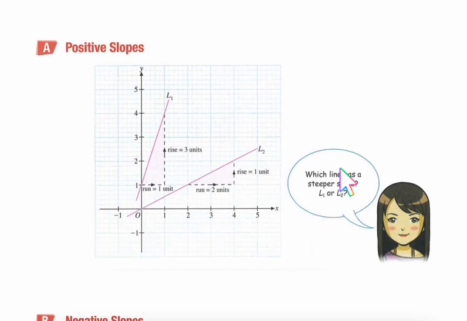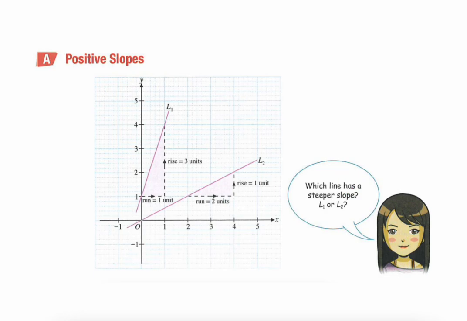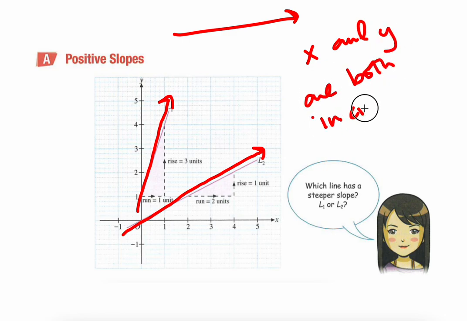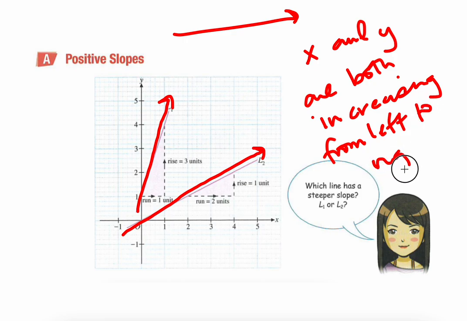All right, so let's talk more about slopes, starting with positive slopes. Positive slopes are when you have lines that are kind of going upwards. So if you think about reading from left to right, it's going upwards. That means as your x is increasing, getting bigger, your y values are also increasing. So x and y are both increasing, from left to right. Okay, so we're going to just review the rise over run using these positive slopes.